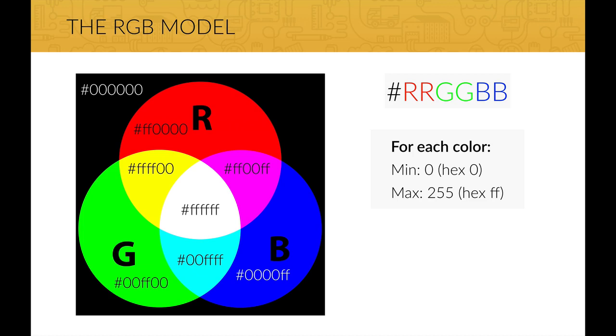The lowest value for each color is 0, which is 0 in hexadecimal, and the highest value is 255, which is FF in hexadecimal. So, for instance, a complete red has FF, which is the highest value, in the red channel, and 0 in the green and the blue channel. Yellow is a mixture of red and green, so it has FF in the red and in the green channel, but 0 in the blue channel.